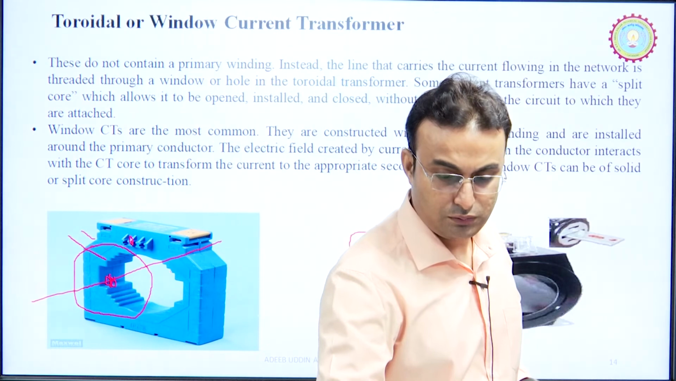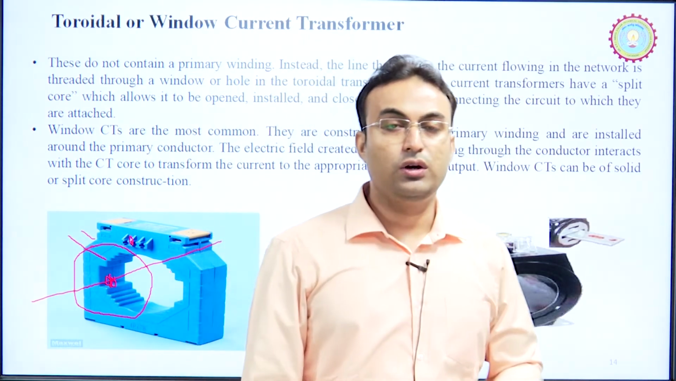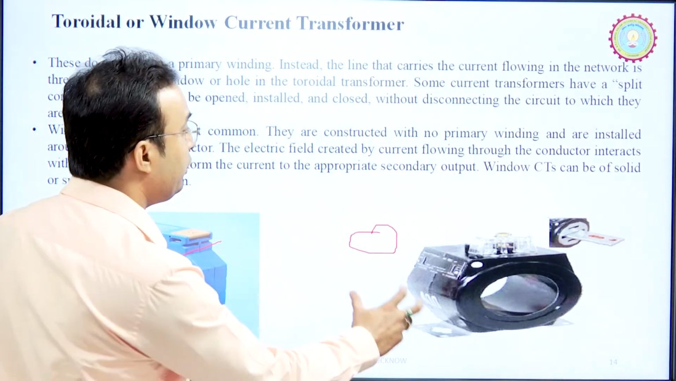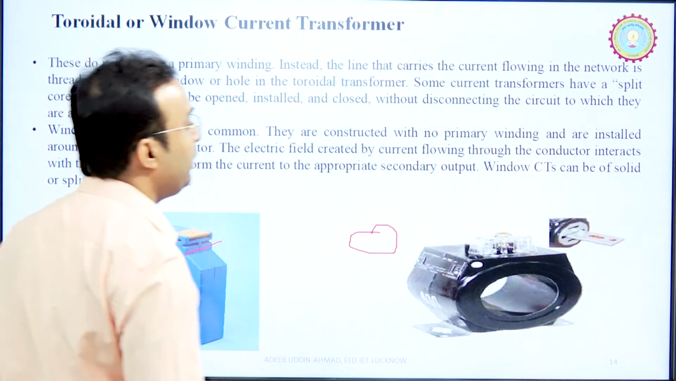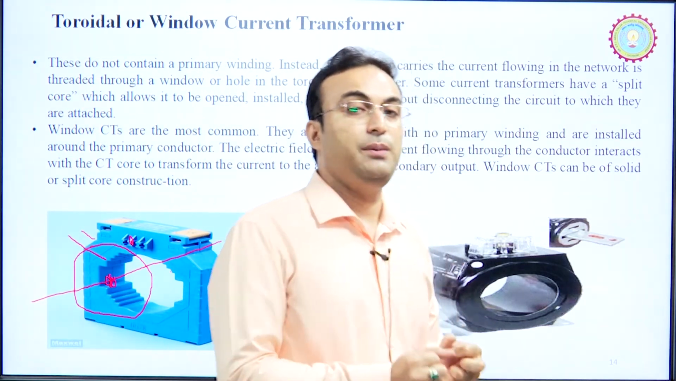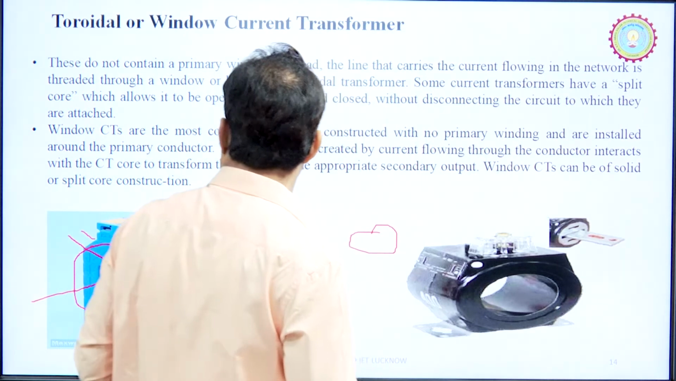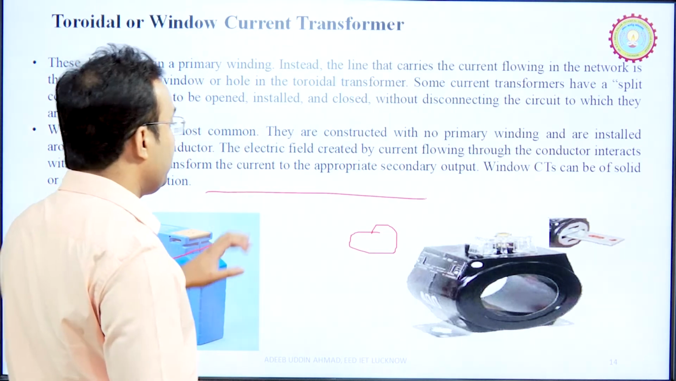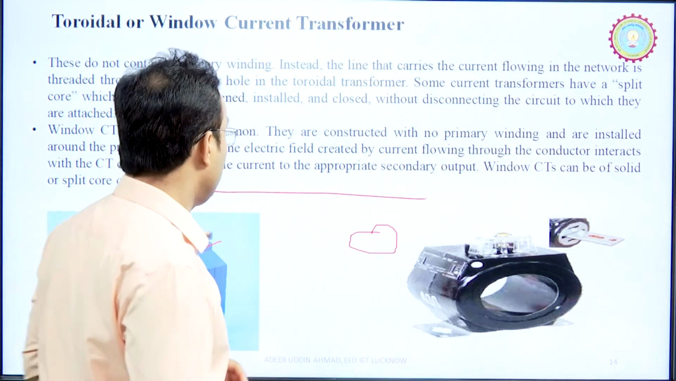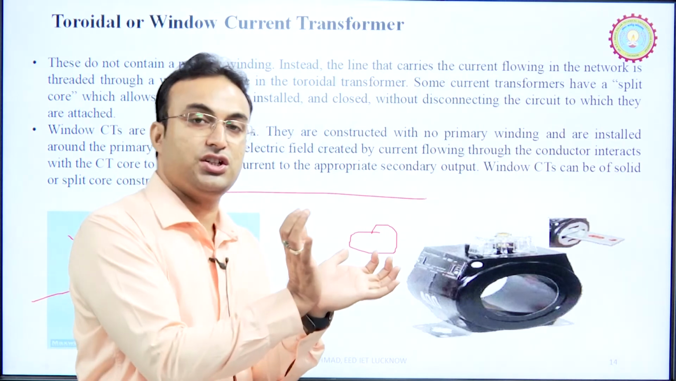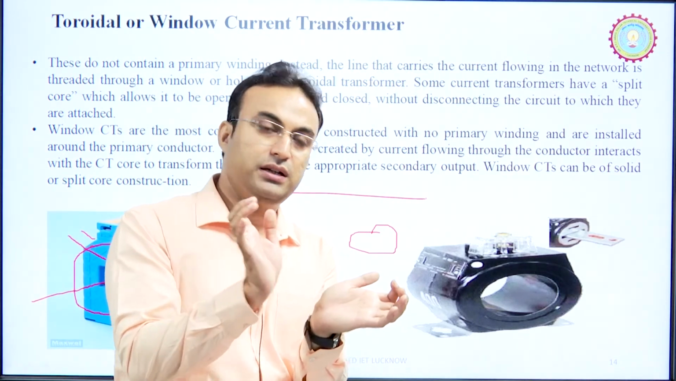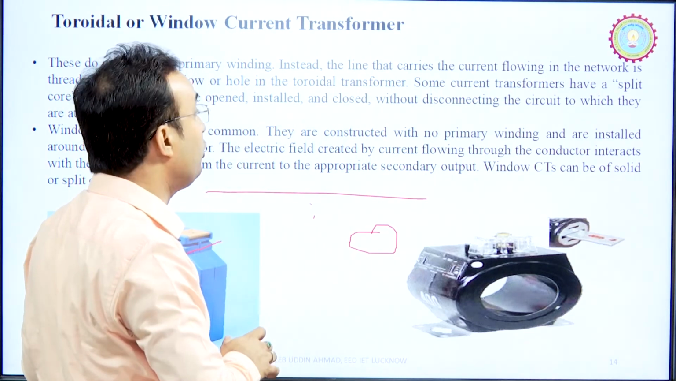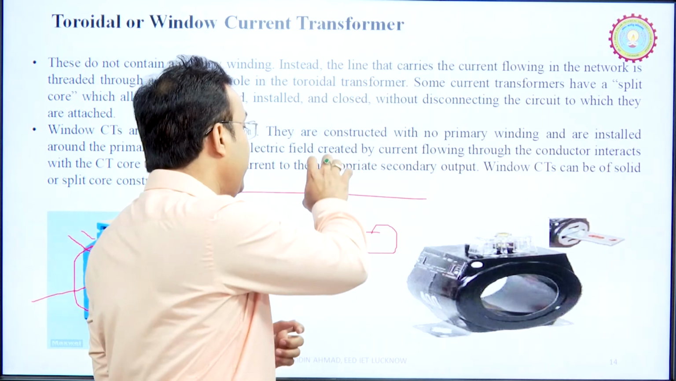Now, next is the toroidal or window current transformer. So, the toroidal or window current transformer has this type of structure, it has a window. In this type of transformer we do not have a visible primary. Suppose we want to check the current in this line. So, we have some plug structure. So, we open this plug and we put this type of window CT on that line.